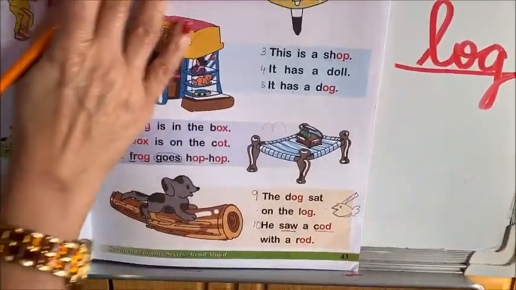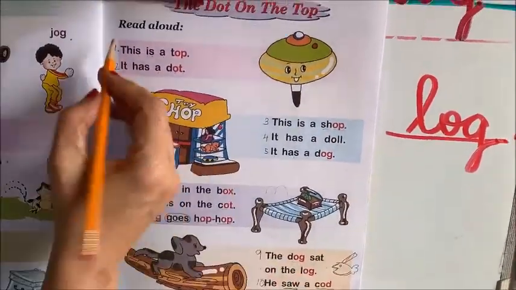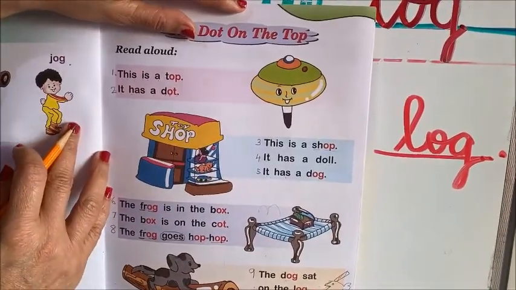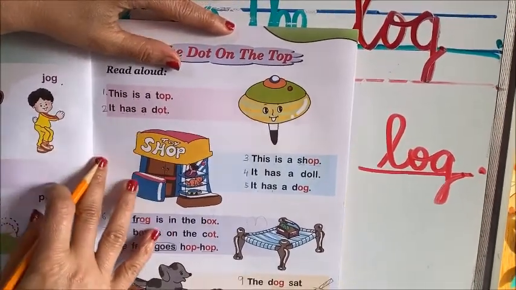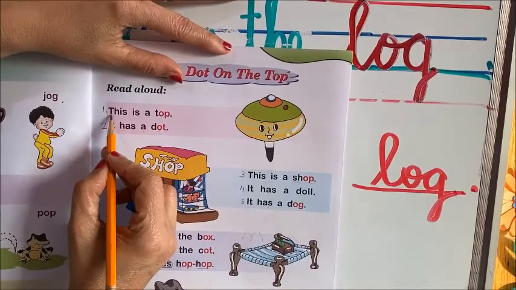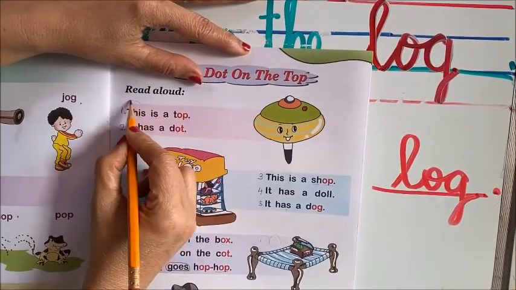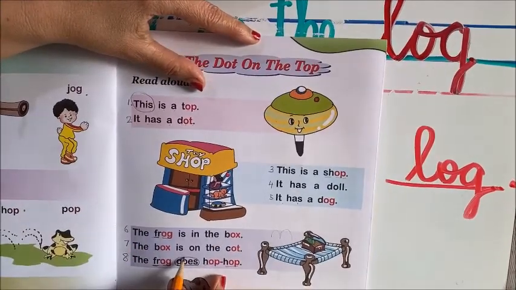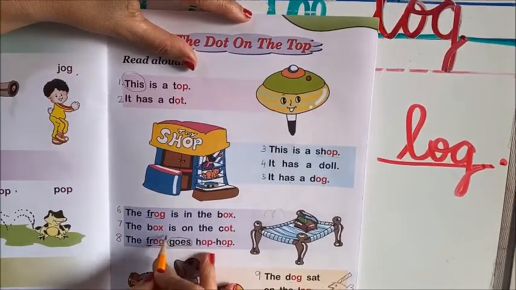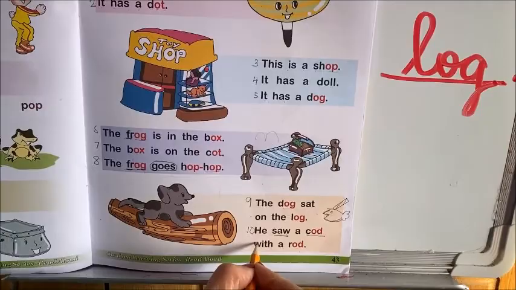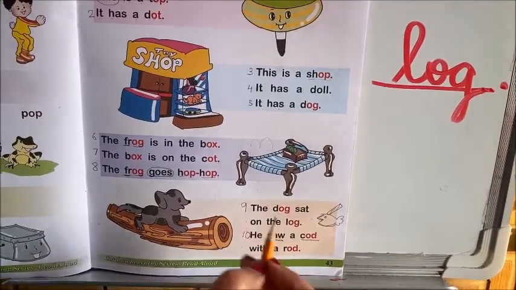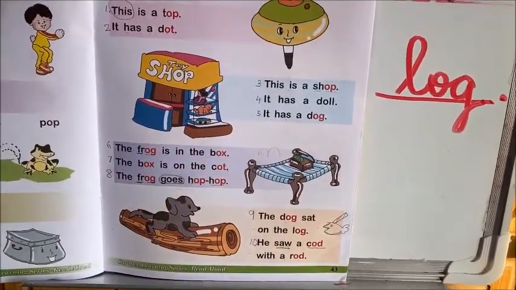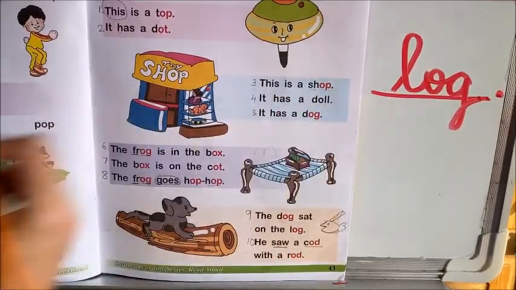Yeah. Now let's read all the 10 sentences without breaking the word. Now you are big children, so you must read straight away. All right. Only this spelling you must learn. T-H-I-S is this. And here is one word, goes. And another one is with. Then saw. Then frog. These are new words. Yeah. And shop as well.